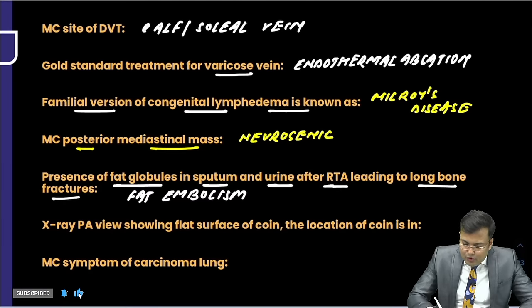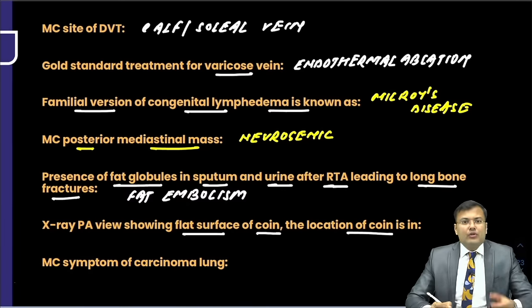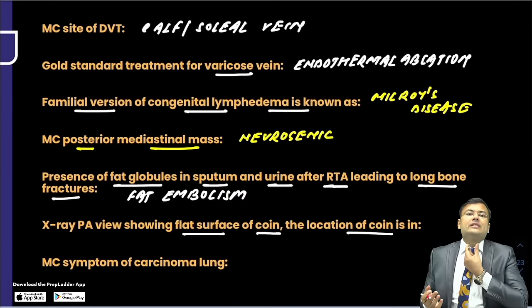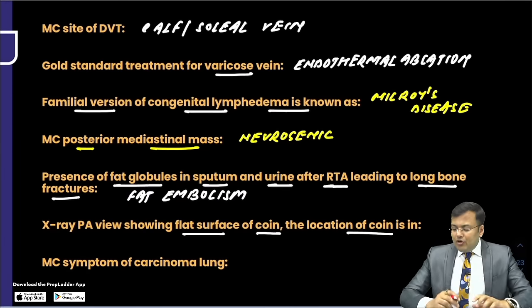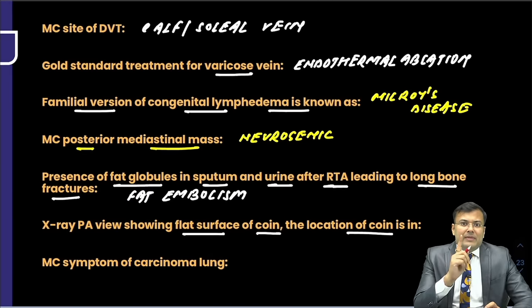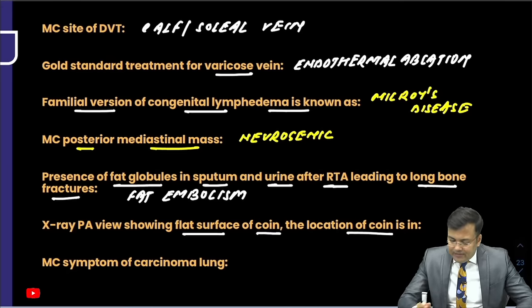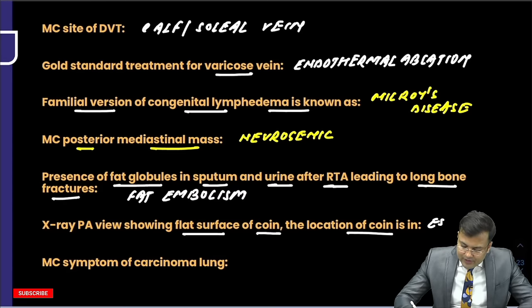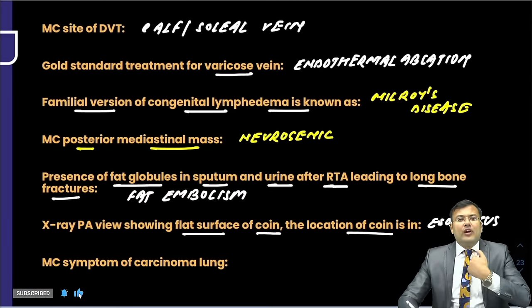X-ray PA view showing flat surface of coin. Where is the location of coin? It is in the esophagus or it is in the trachea. This question will be asked in NEET PG. Majority of you are correct. It is esophagus. If it is in trachea, you can see the edge of coin on PA view.